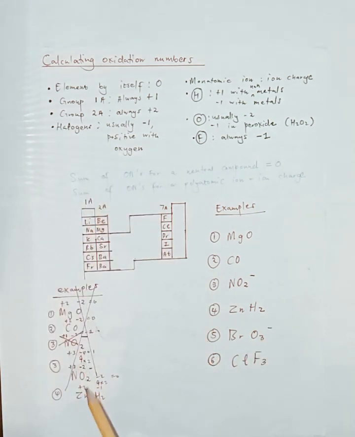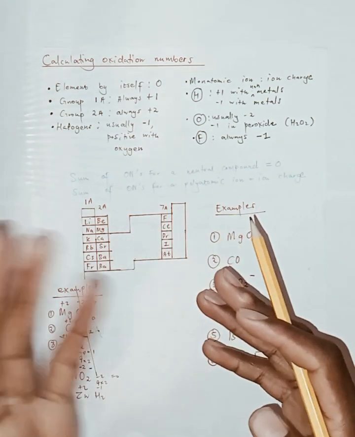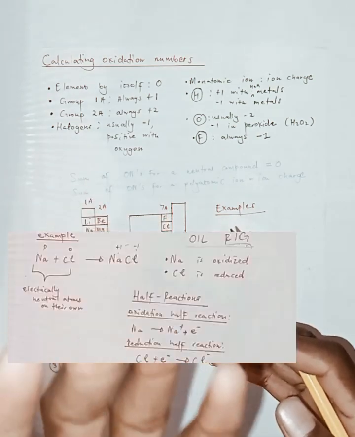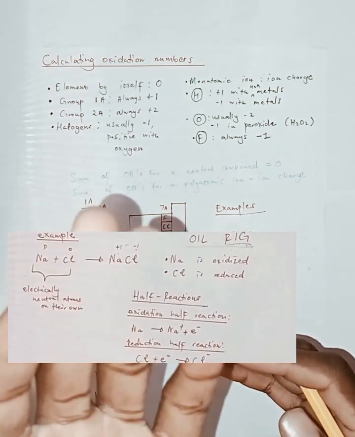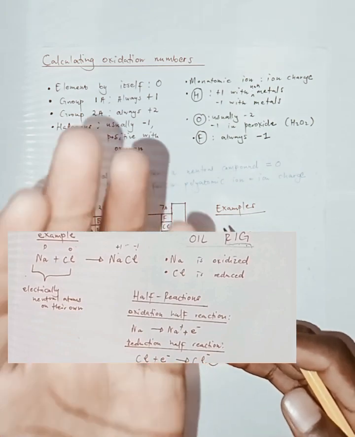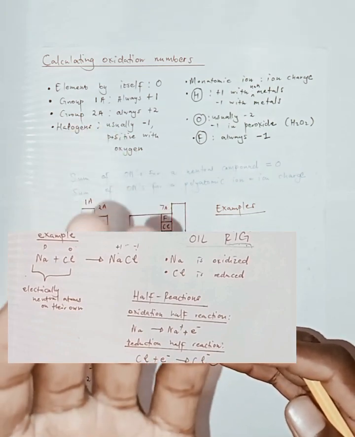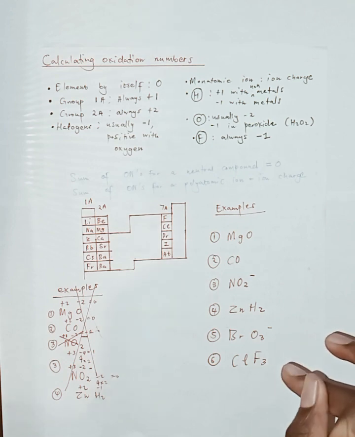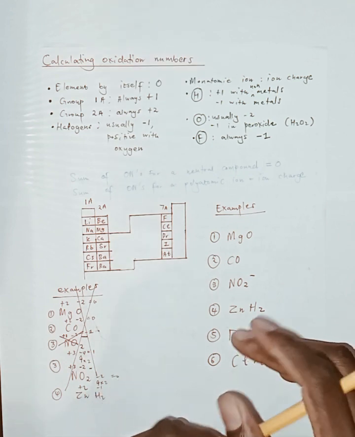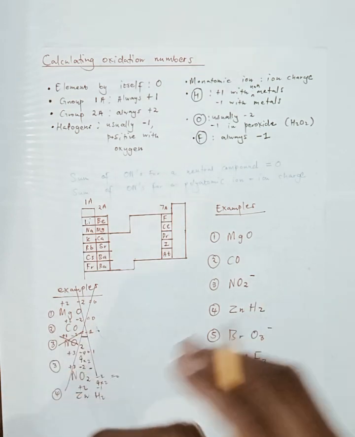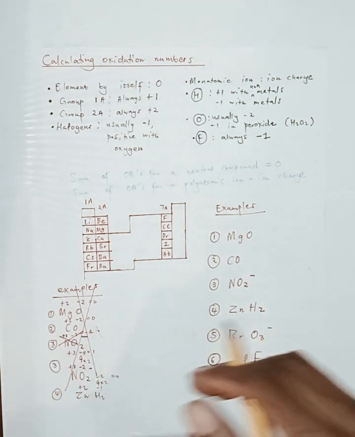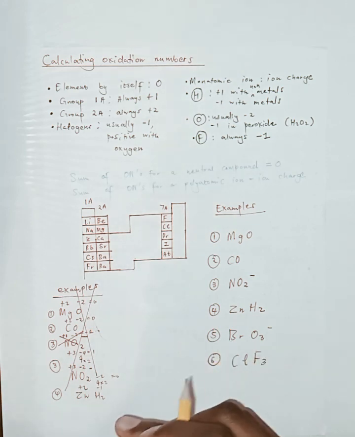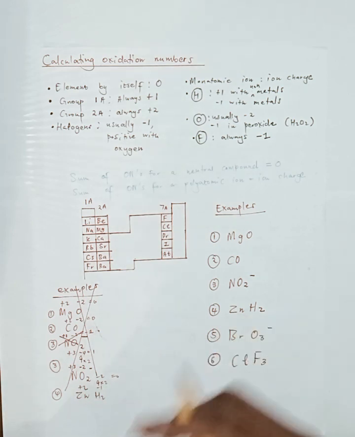So an element by itself is zero, like I showed you on the previous slide, that NaCl. Oxidation numbers are zero because they're electrically neutral. Moving on, the oxidation number of a monatomic ion is equal to its ion charge. For example, Na plus: the oxidation number will be plus 1 because it has an ion charge of plus 1.